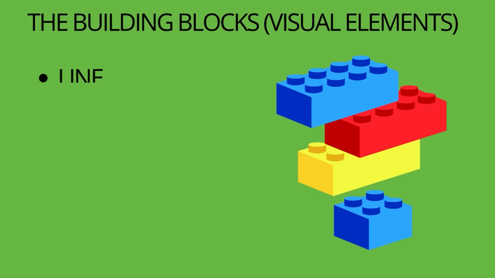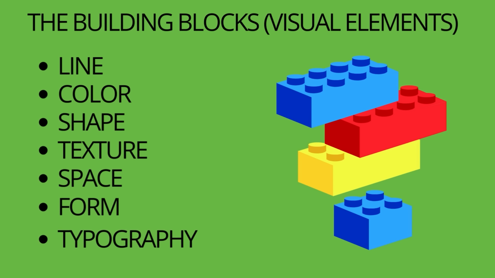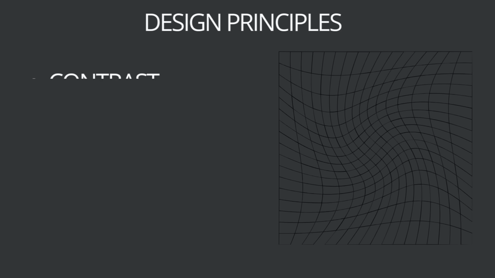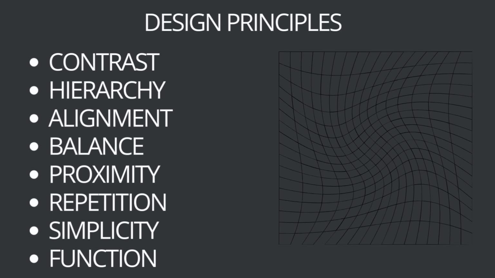The building blocks of graphic design are visual elements. Everything you see visually is built from these elements. Graphic design is built from lines, colors, shape, texture, space, form, and typography. These are the raw material of design. If you master this, you control how people feel and respond. Design principles, the rules. Elements are ingredients and principles are the recipe. Without principles, design becomes decoration instead of communication.